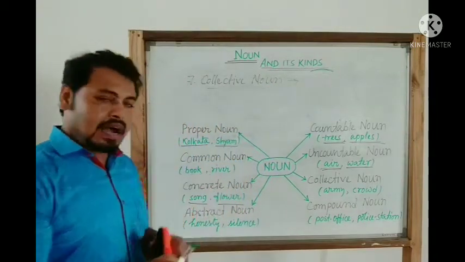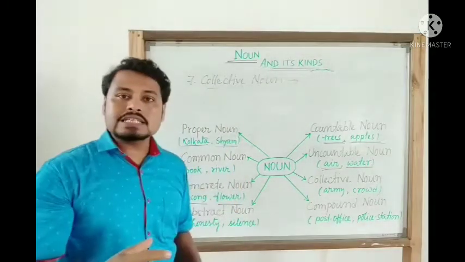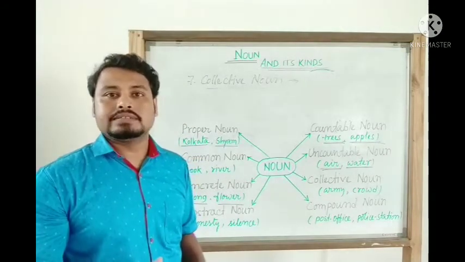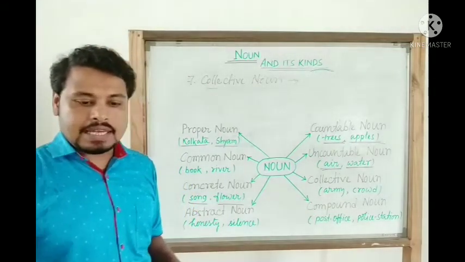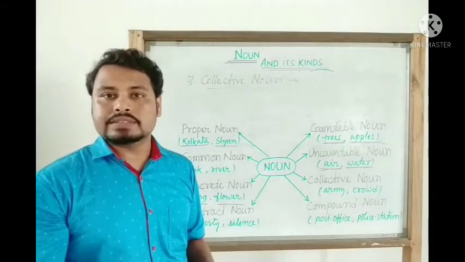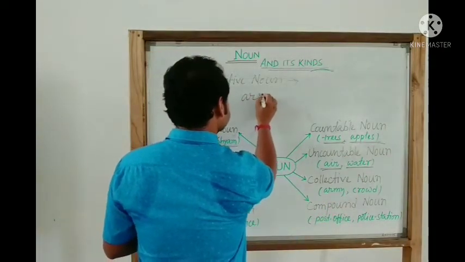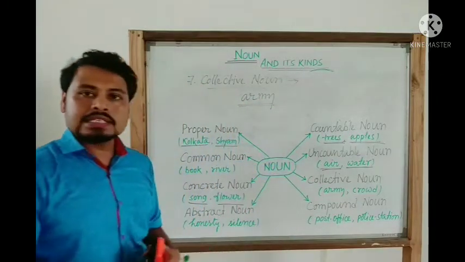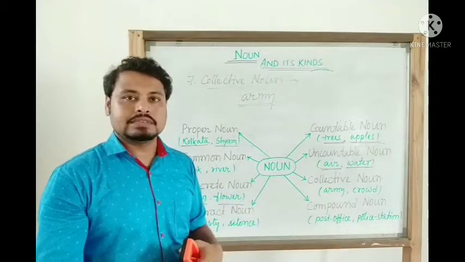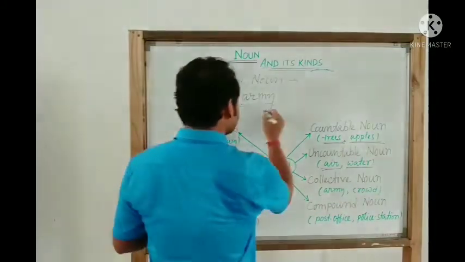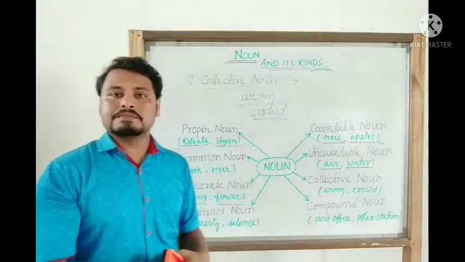This collective comes from collection. That means these collective nouns essentially talk about the collection of a thing or a group. It talks about the collection of a group of the same rank. For example, if we write army. Now this army means a collection of the army personnel. Again, if we write crowd. This crowd means a collection or a group of people.